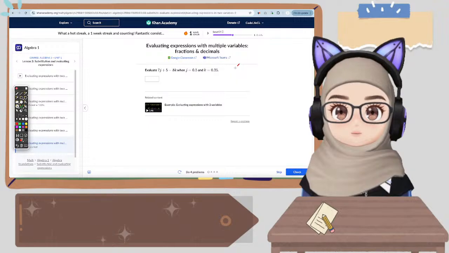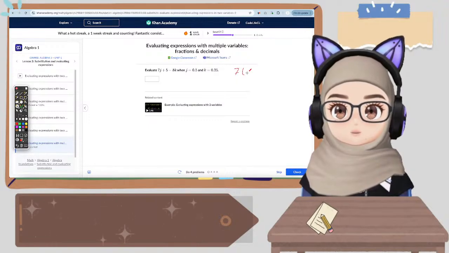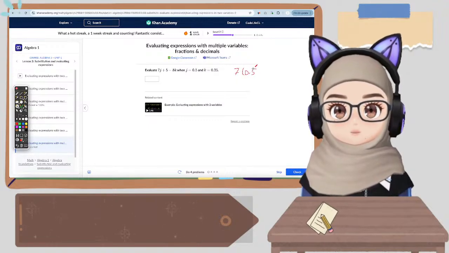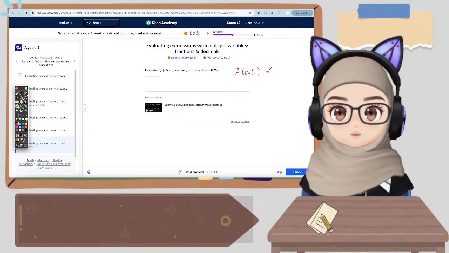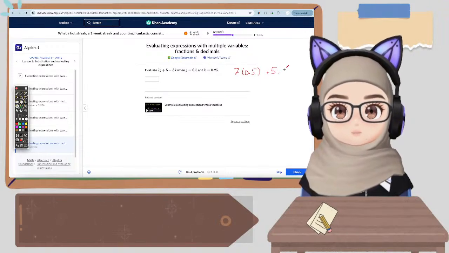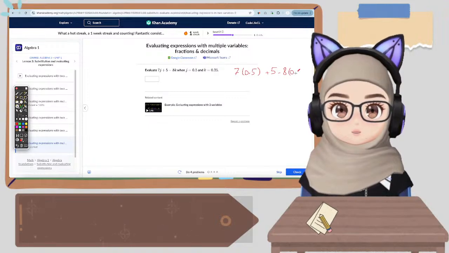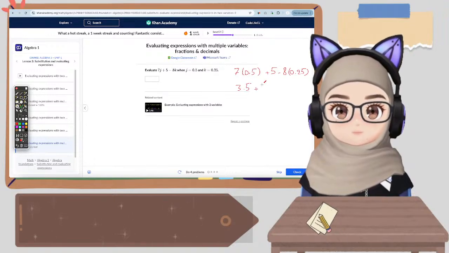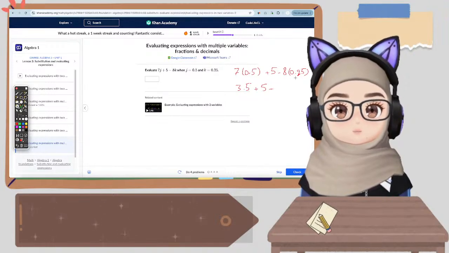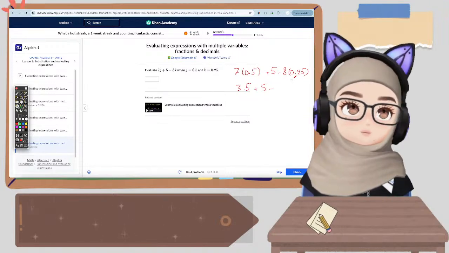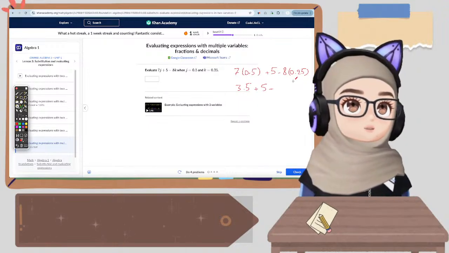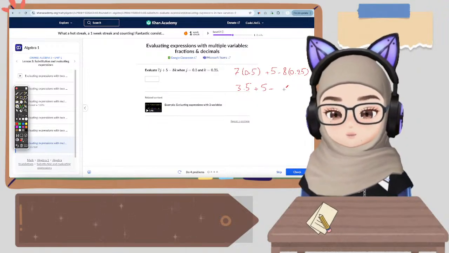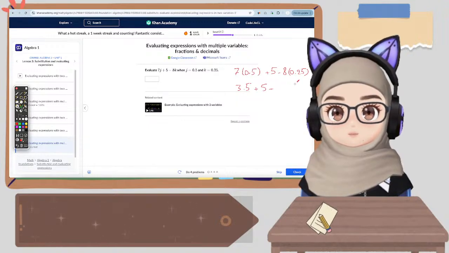Oh, okay. Decimals and fractions. So we have 7.5 plus 5 minus 8, 0.25. So half of 7 is 3.5, plus 5 minus a quarter of 8 is 2. That's how I'm gonna calculate it. I'm not gonna try and do whatever I don't know I'm supposed to do.